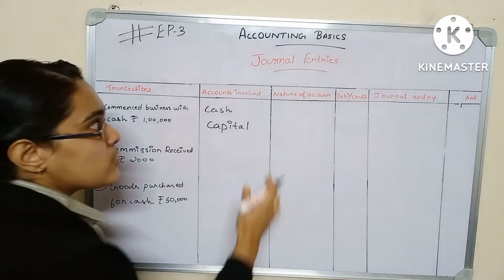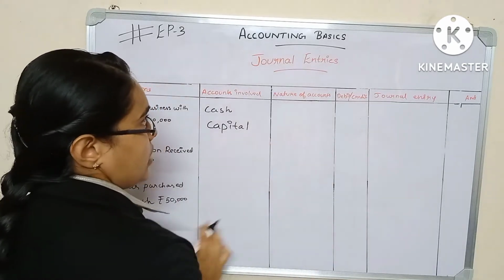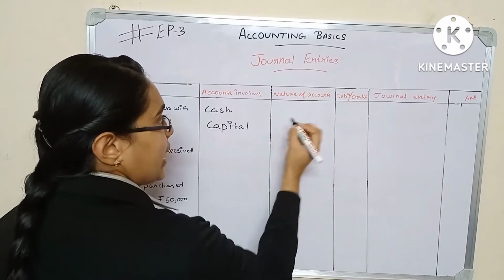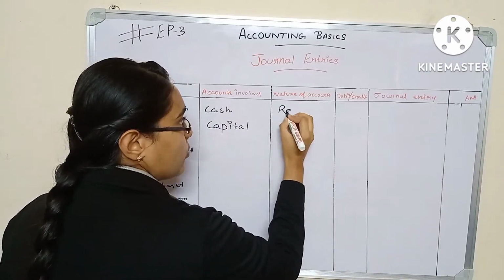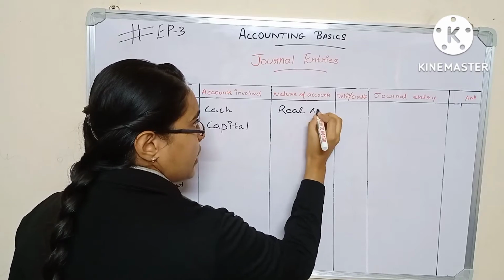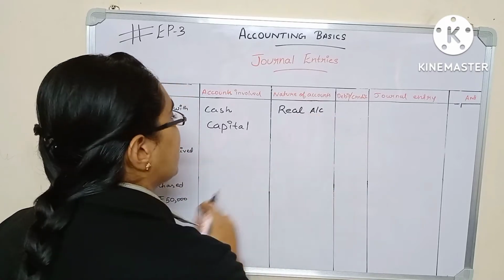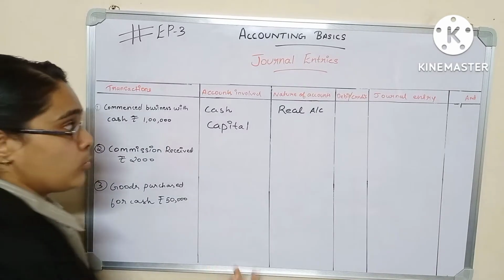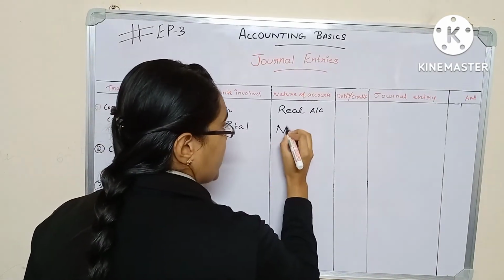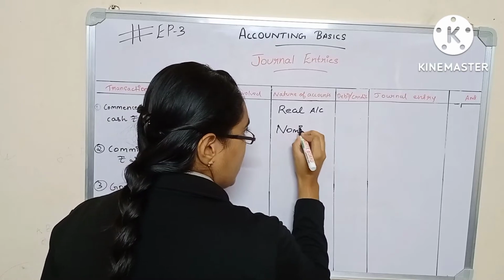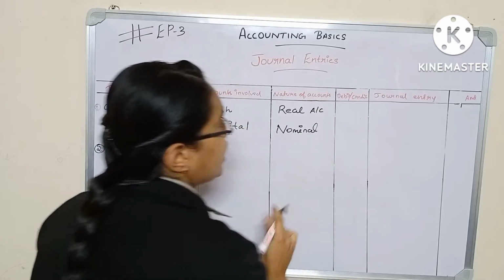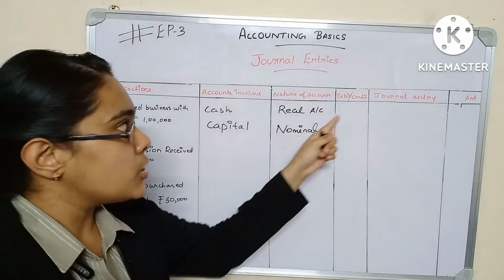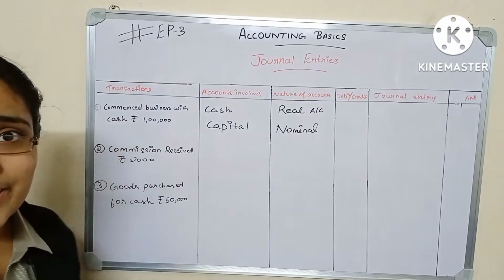Now you are going to analyze what is the nature of accounts involved. Cash is a real account. You know that it is a real account. So I am going to write here real account, or you can just simply write real. Capital is a type of nominal account. So I am going to write here nominal. Now you are going to decide whether you should debit the account or credit the account.